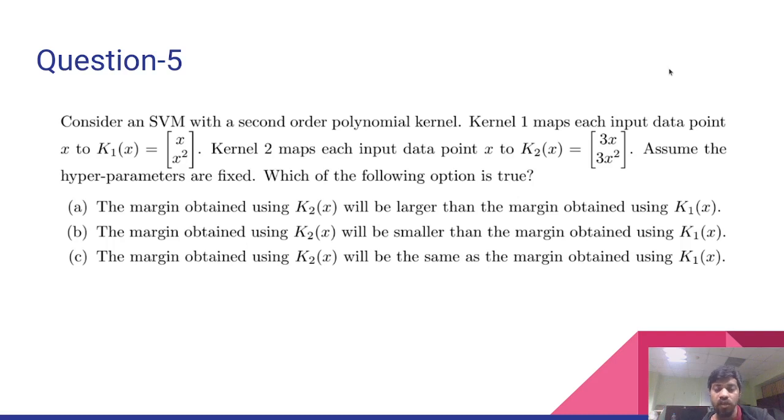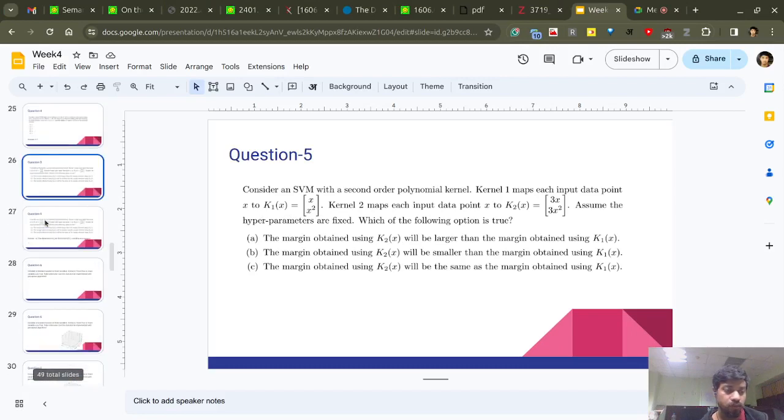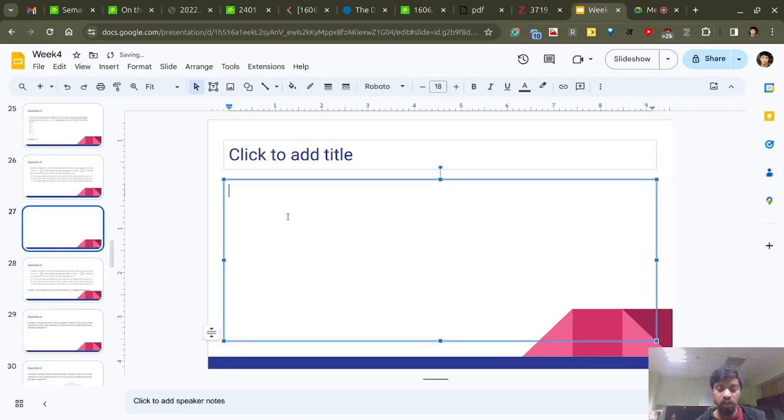So what are we doing here? In this function, we are transforming x to x and x square. But here, we are transforming to 3x and 3x square, right? So if you plot it on the map, maybe there is a point at x equal to 1. Let's take an example. Suppose x equal to 1, and what will happen if x equal to 2?